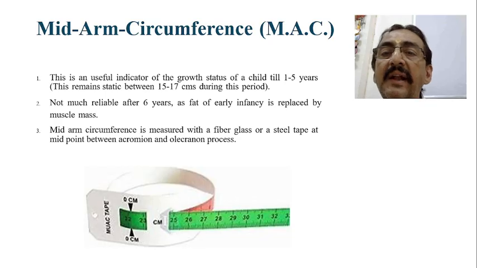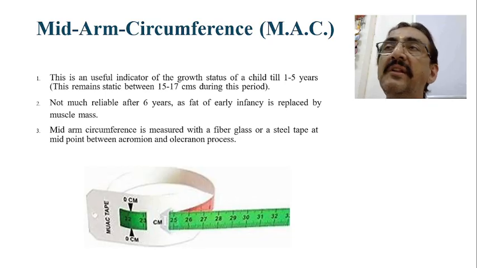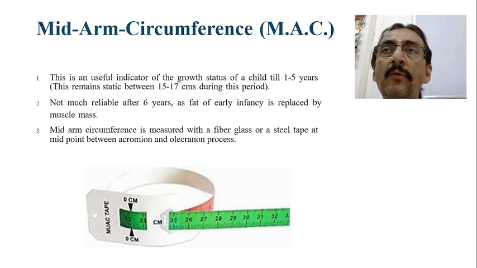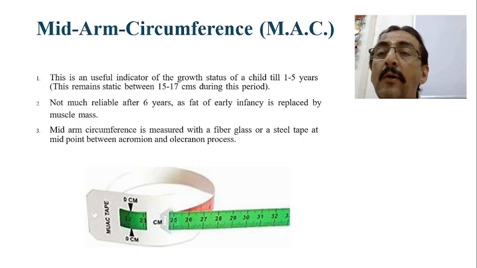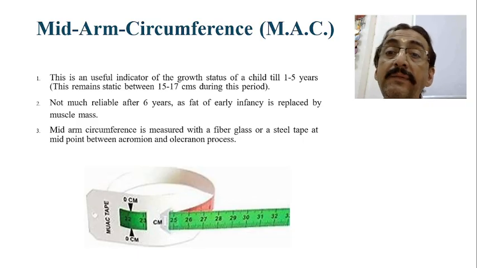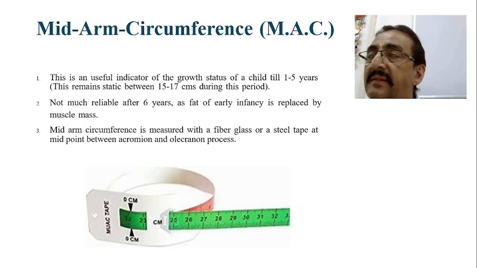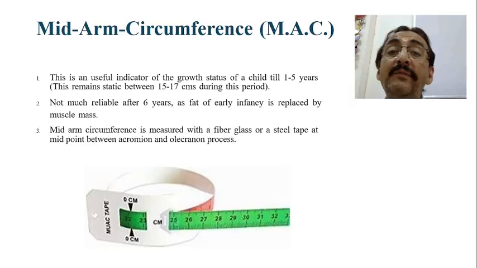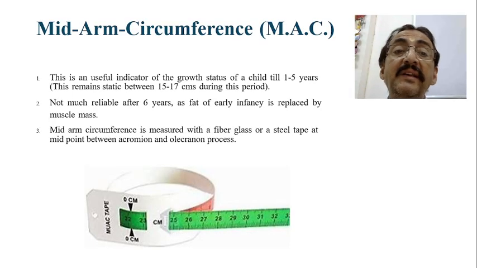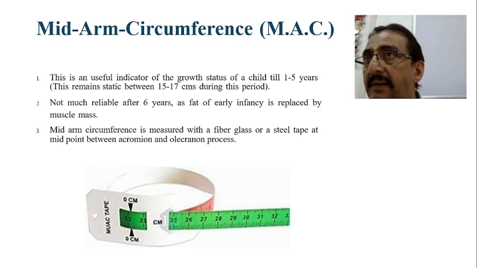This remains static between 15 to 17 centimeter during this period. The reason why we say that 1 to 5 years is good is because the mid-arm circumference remains between 15 to 17 centimeter during these 5 years. This is not going to change, but afterwards it will change, therefore it is not a good indicator. It is not much reliable after 6 years, as the fat of early infancy is replaced by muscle mass. This is what I am telling.